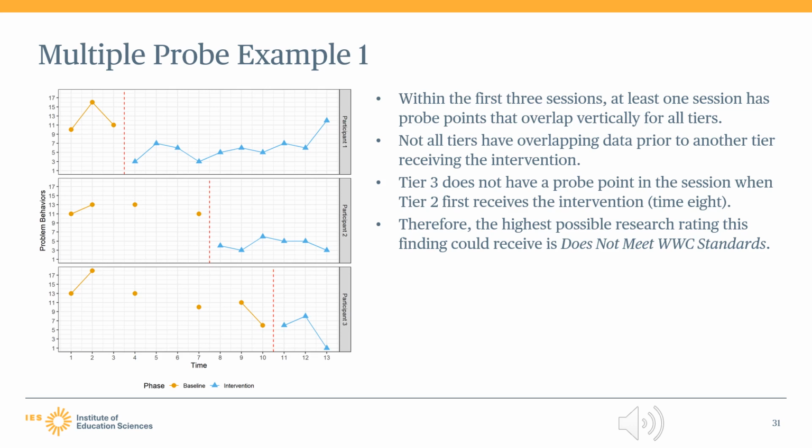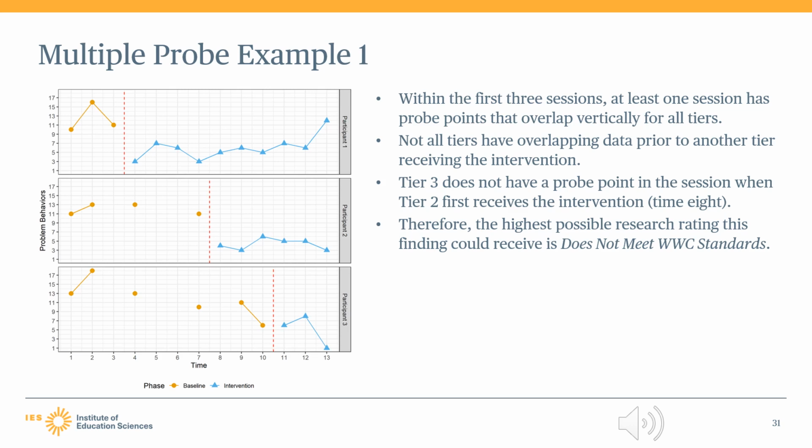Tiers 2 and 3 each have 1 probe point at time 7, immediately preceding the first intervention probe point for tier 2 at time 8. In case 3, a probe point at time 10, immediately preceding the first intervention probe point at time 11. The lack of probe point at time 3 for tiers 2 and 3 means that this finding would receive a research rating of does not meet WWC standards.